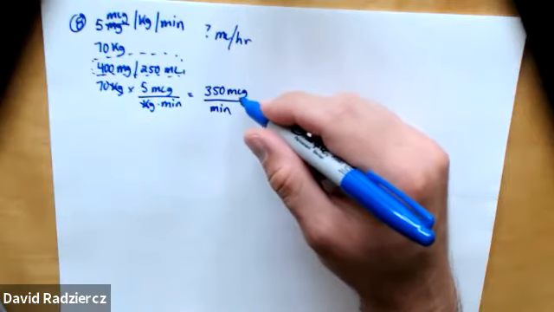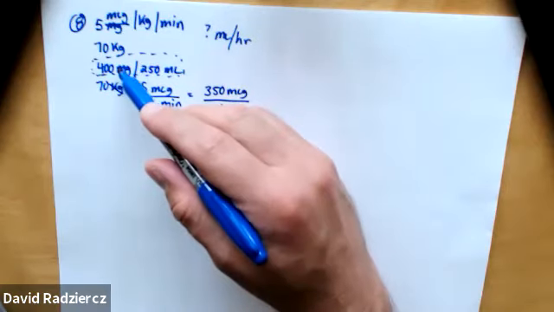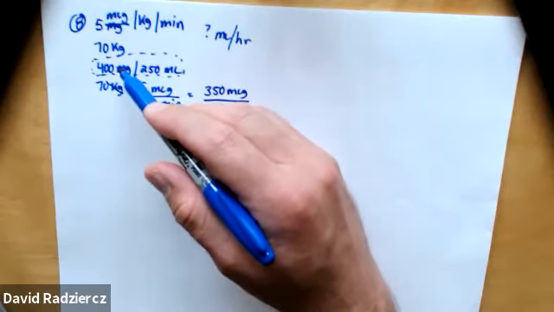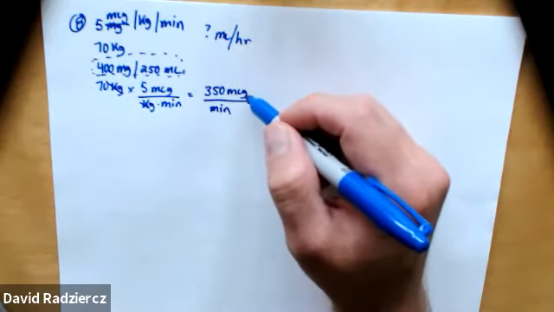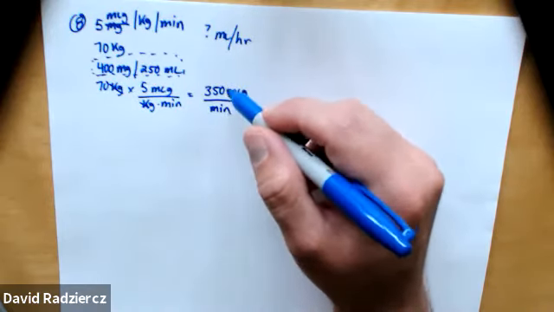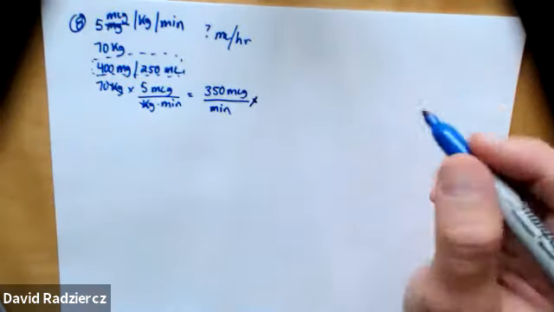Now, before I do anything, I have to make a decision to either convert micrograms to milligrams, or I can convert milligrams to micrograms. You can do that. And then I also need to convert minutes to hours. You can actually do that all using dimensional analysis as you're working through this. So what I'm going to do is go ahead and convert this to milligrams per hour.